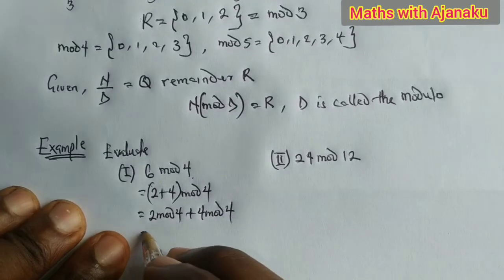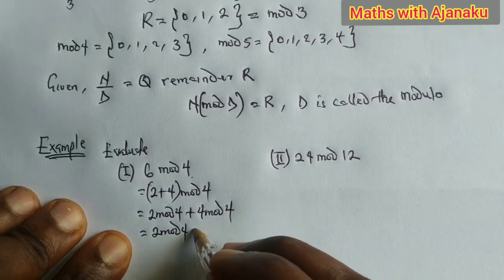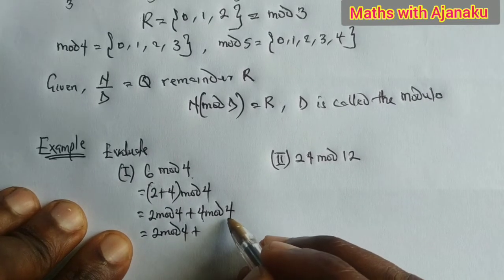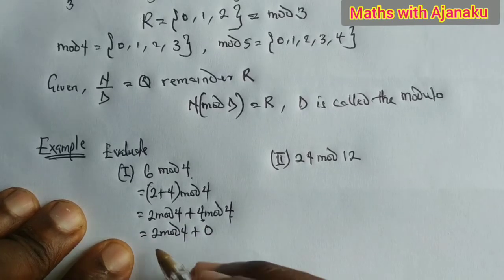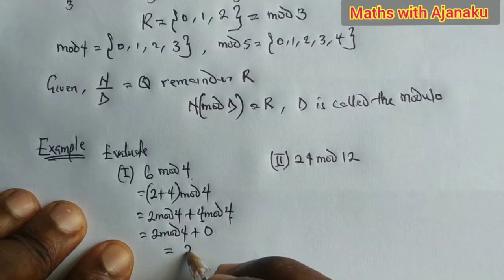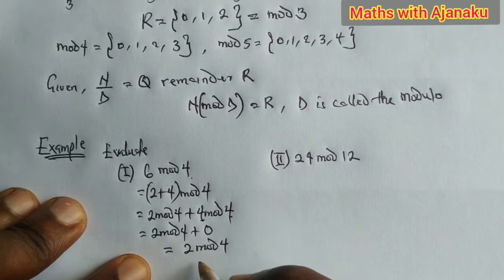And 2 modulo 4, don't forget that this 4 modulo 4 is the same count as the modulo, so it becomes 0. So the equivalent value for 6 modulo 4 is 2 modulo 4. I hope that is clear.